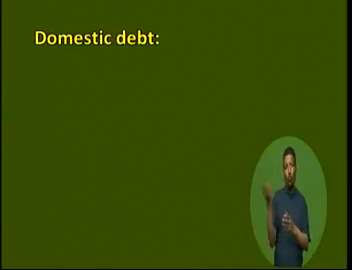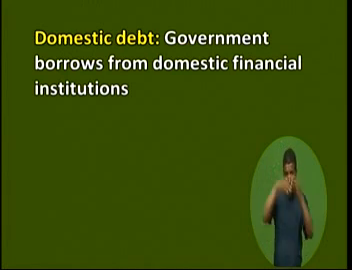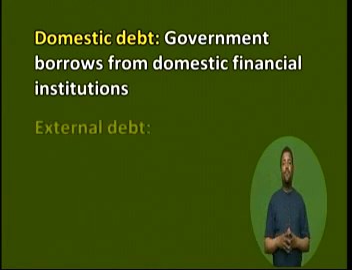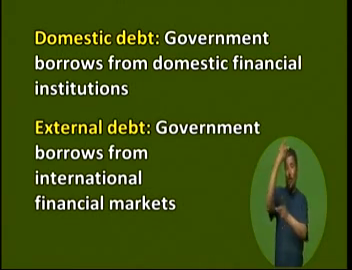National debt is an accumulation of annual loans entered between the Ethiopian government and creditor nations and lending institutions. National debt can be domestic or external, or both. Domestic debt is the accumulation of annual loans that the government borrows from domestic financial institutions, whereas external debt refers to the accumulation of annual loans that the government borrows from international financial markets.